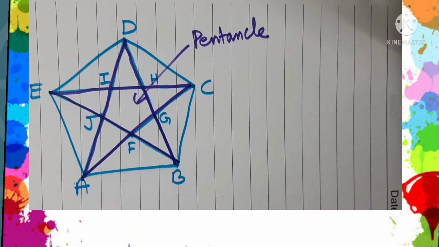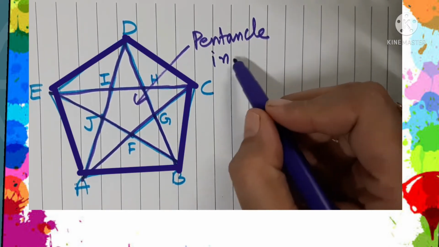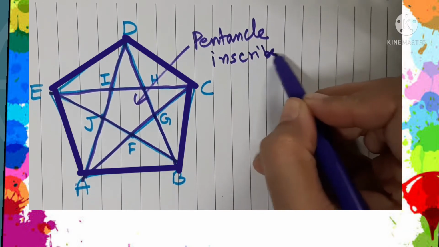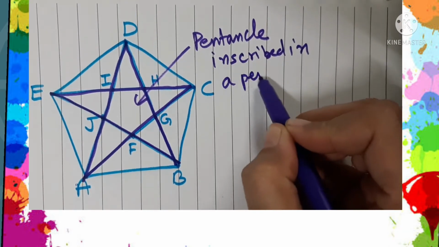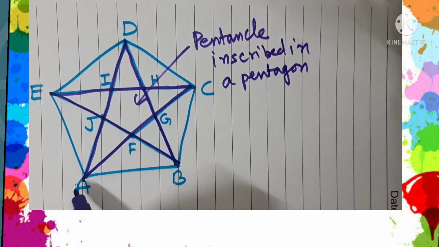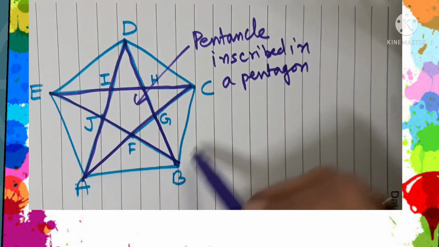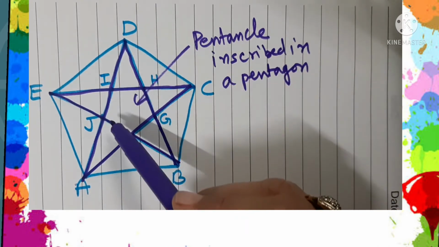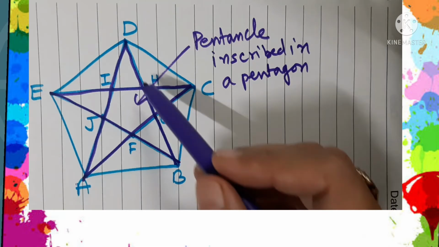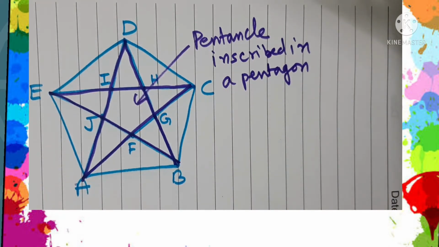Now you see that this shape which is given to us is a pentacle inscribed in a pentagon. So you see there is a pentagon ABCDE in which this star shape is inscribed. And we see that all the 5 lines which make the star are also making a 5-sided figure in the interior, which is a pentagon.